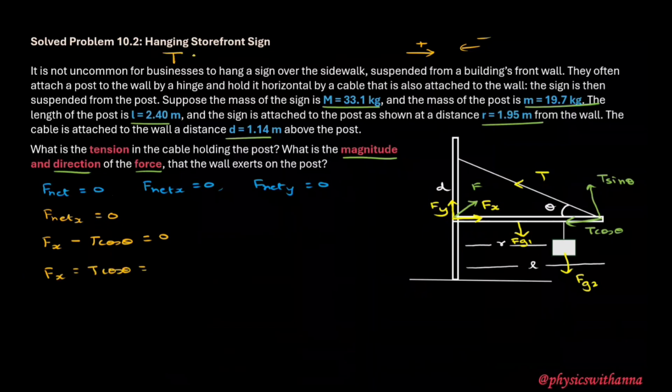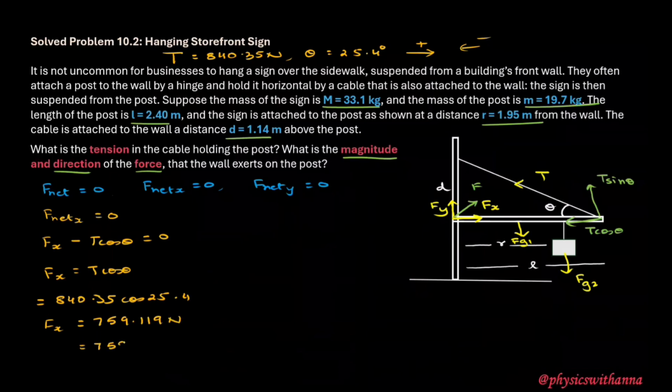T from the previous part of the question was 840.35 Newton, whereas the angle theta was 25.4 degrees. So let's substitute. We get Fx equal to 840.35 cosine 25.4. That gives you Fx equal to 759.119 Newton, or you can round this off to 759.12 Newton.